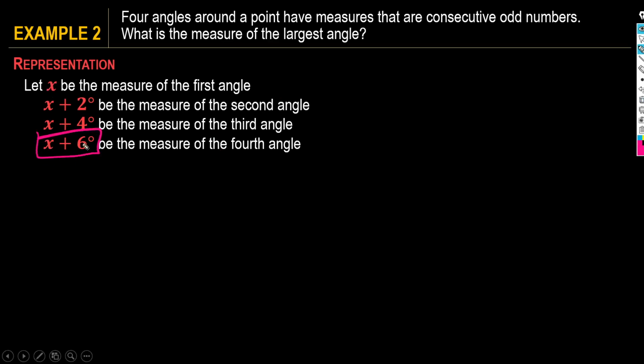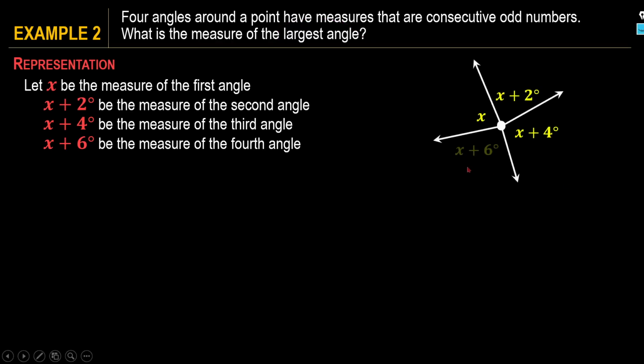Ito pinakamalaki, plus 6 eh. Nagdagdag ka ng 6 degrees eh. Dito 4 lang, dito 2 lang. Dito wala kang dinagdag. So obviously, x plus 6 is our target later on. So I'm looking for the largest angle. Again, let's draw. Crudo, pwede na yan. Then we label with our representations.